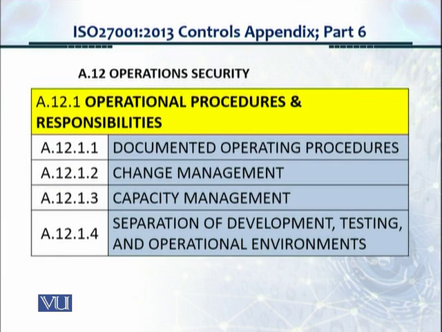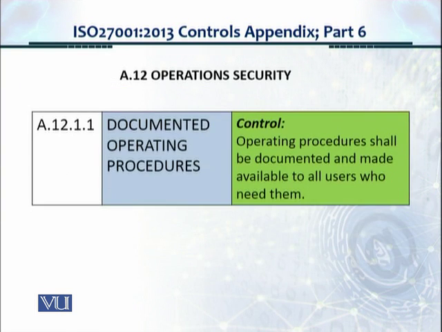Now Operations Security A12, the first control objective in yellow is operational procedures and responsibilities. And we have 4 here. Documented operating procedures, very important. Change management, a very, very critical part of information security and the information security management system. Capacity management, extremely critical. Separation of development, testing, and operational environments. All those 4 controls are really very critical. Let's take a look at more detail.